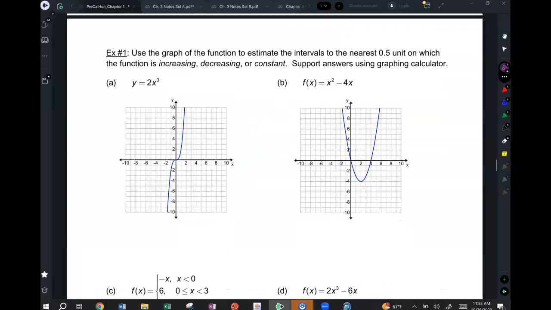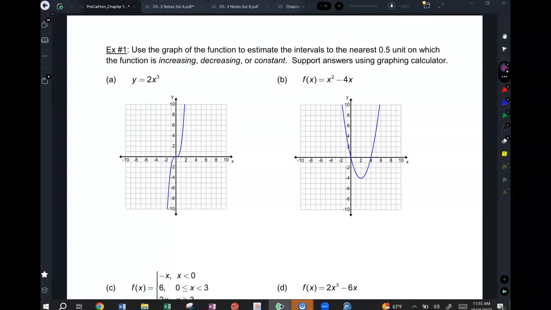Okay, so here we go. Use the graph to the nearest 0.5 unit and to say on which interval something is increasing or decreasing. So here, this function is always increasing, right? So I say it's increasing from negative infinity to infinity. This function is increasing from where to where? From 2 to infinity, and it's decreasing negative infinity to 2. Remember, that order matters, right? You can't say 2 to negative infinity.